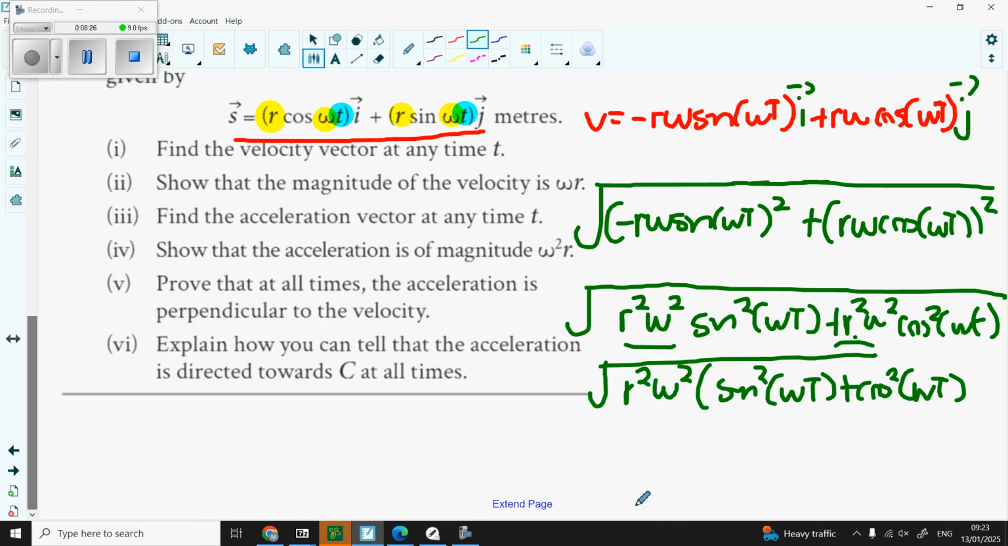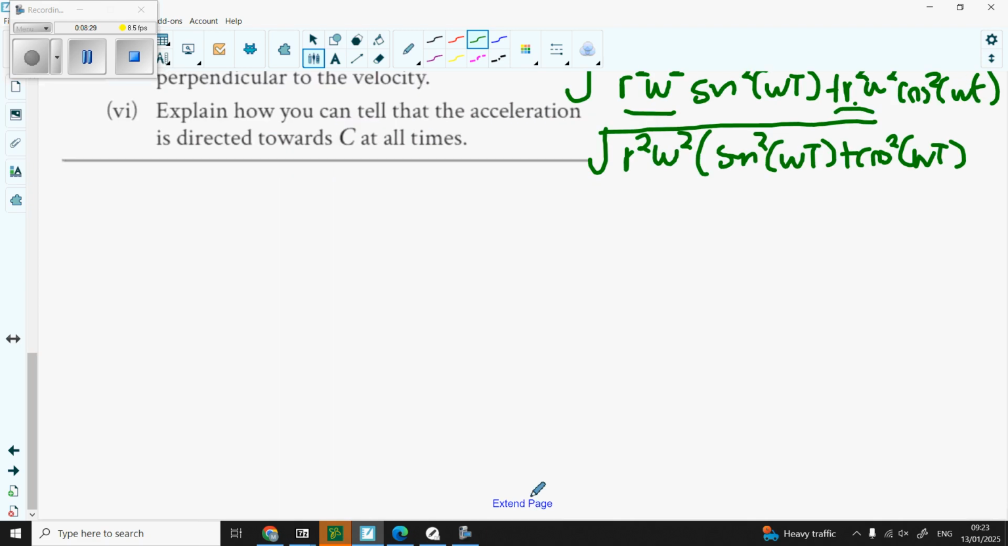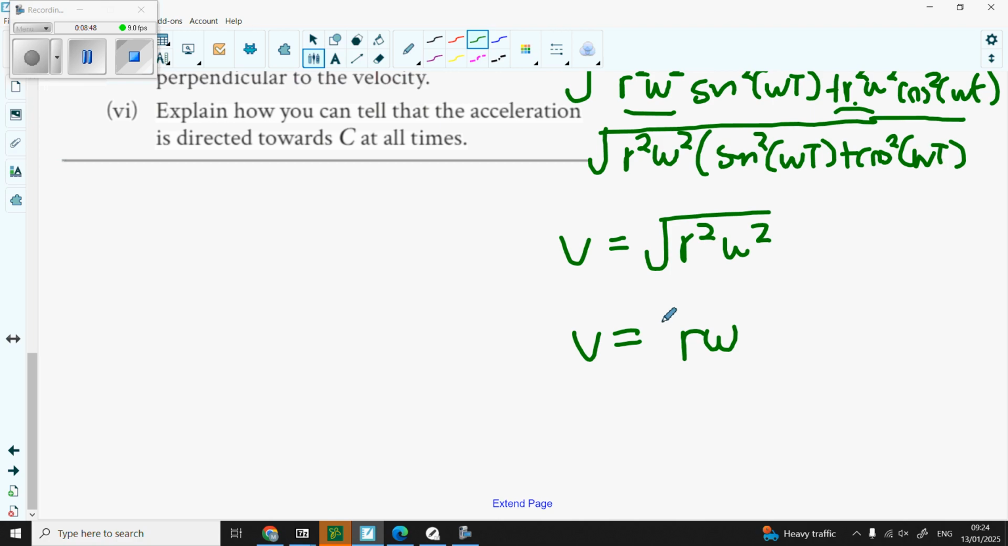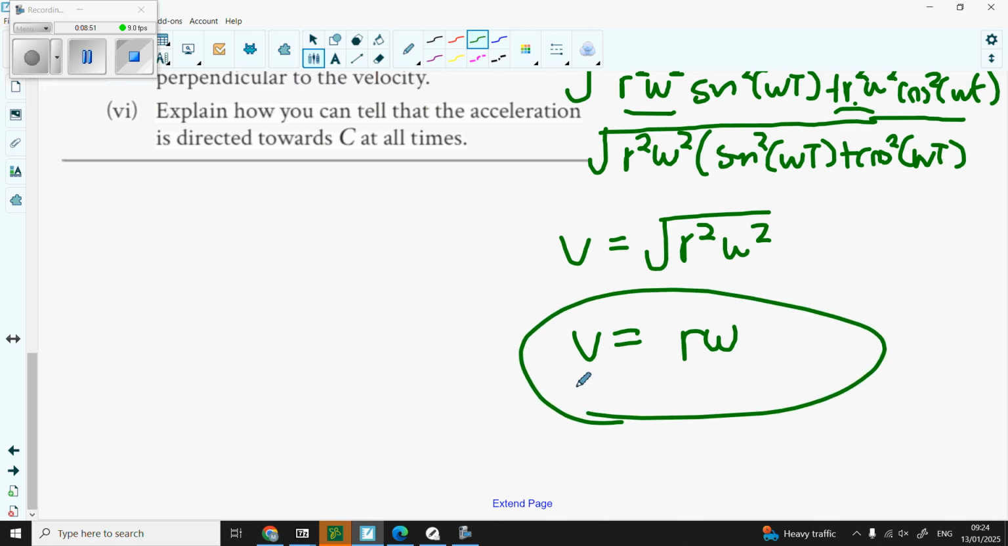Oh, this is a cool proof. So it's actually the proof of v equals r omega. So you could potentially be asked that: here's a vector proof that v equals r omega. So you turn that into 1, and then you're just left with r squared omega squared. And do you remember we learned that velocity equals the square root of that? r omega. That's one of our circular motion formulas. The very easy section of circular motion. v equals r omega.